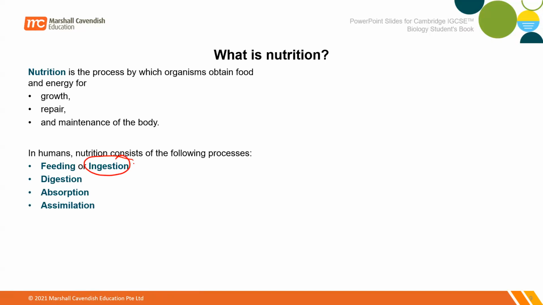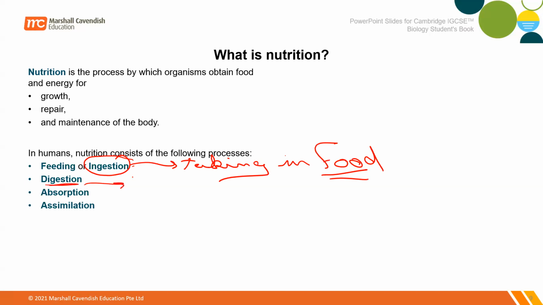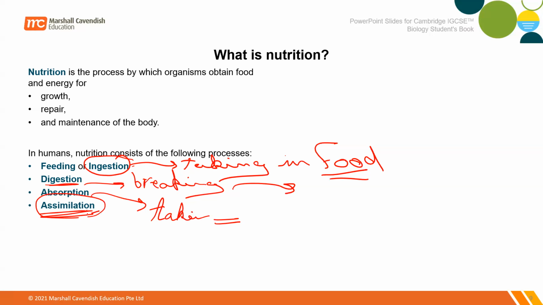What's ingestion? Ingestion is taking in food or any food substance. What's digestion? Digestion is the process of breaking down all of the large molecules, converting them into small molecules. What's absorption? Absorption is the process of taking in all of the nutrients after being digested. Assimilation. Assimilation is the process by which the nutrients become a part of the cell.